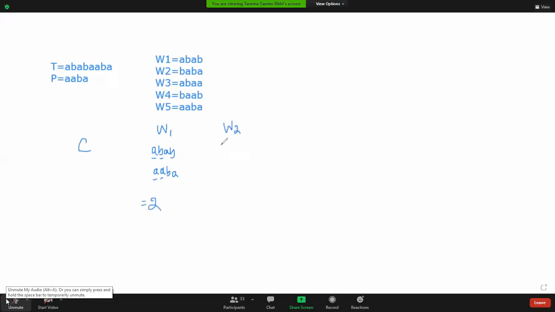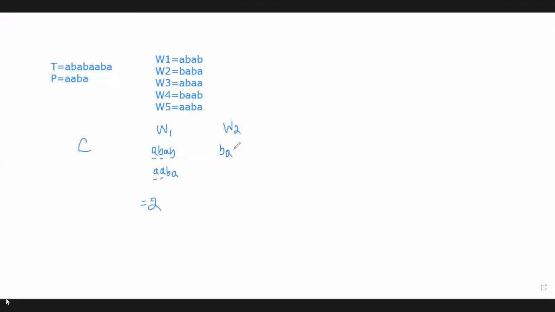What about the second substring? In the second substring, the content is BABA and the pattern is AABA. How many times do we have to compare? 1 time, because in our first comparison we get a dissimilar result. That's why the number of comparisons will be 1.